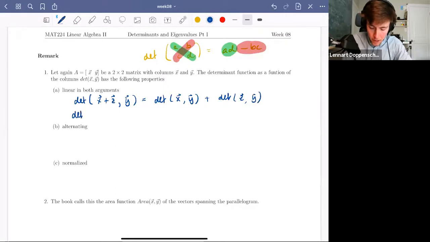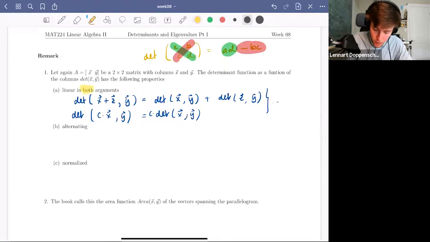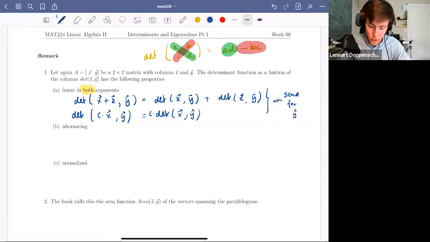When we have the determinant and we have a sum or scalar multiplication, so let me do c times x, comma y, then this is the determinant, this is c times the determinant of x and y. And of course, I said here in both arguments, so that's very important. It's not just true for the first argument, but I want to just say this is the same for y. So we could also have y plus u and then expand this as a sum.